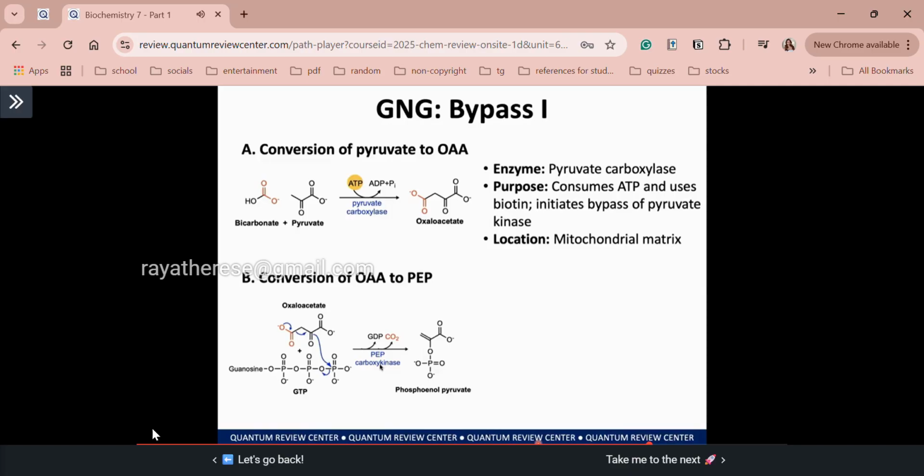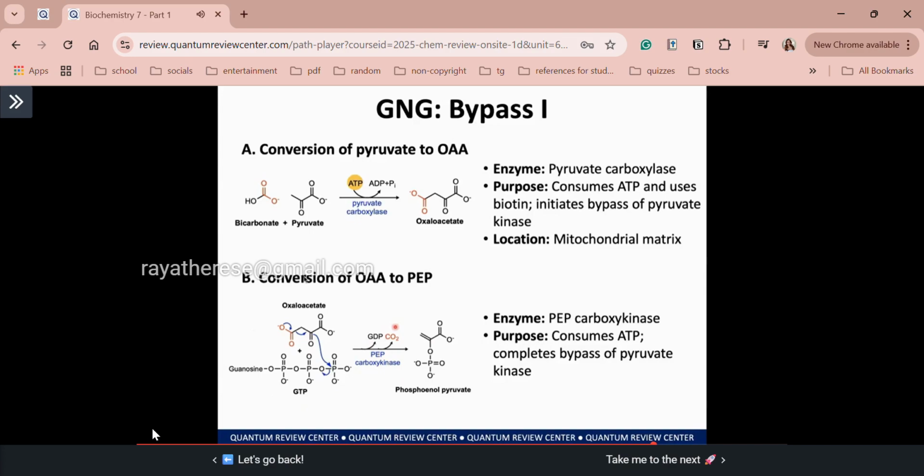For our second reaction of bypass 1, we have the conversion of oxaloacetate to phosphoenolpyruvate catalyzed by the enzyme PEP carboxykinase. Class, again, here it consumes another energy in the form of ATP or GTP depending on the isozyme. Okay, so this completes the first bypass reaction for your pyruvate kinase. As you can see here, class, this is a decrease in carbon chain of your OAA to form PEP. So class, simultaneously, we also liberate carbon dioxide.